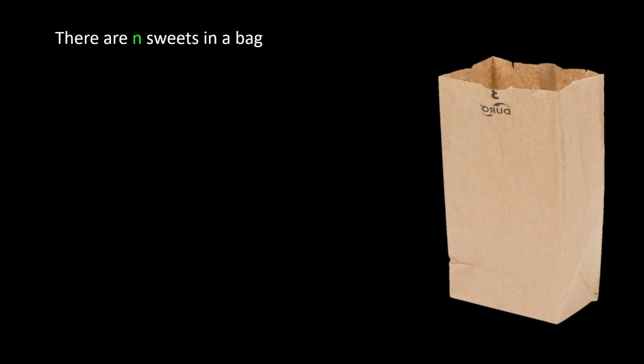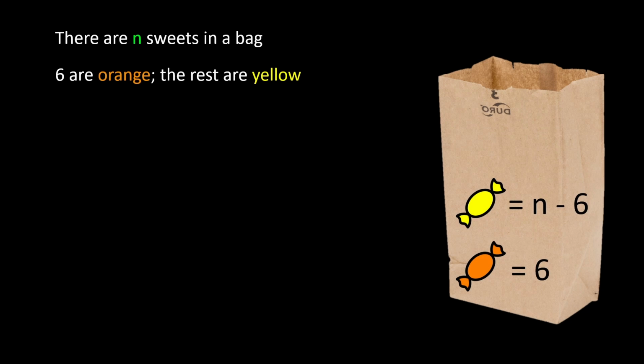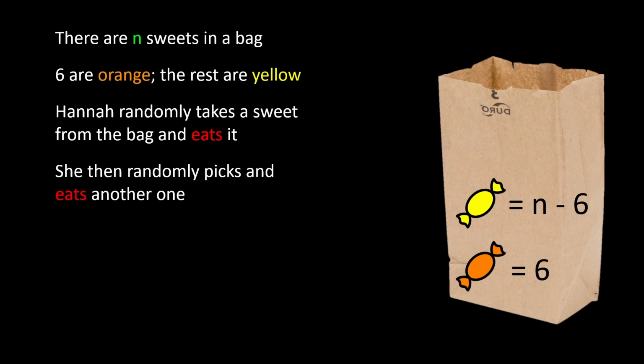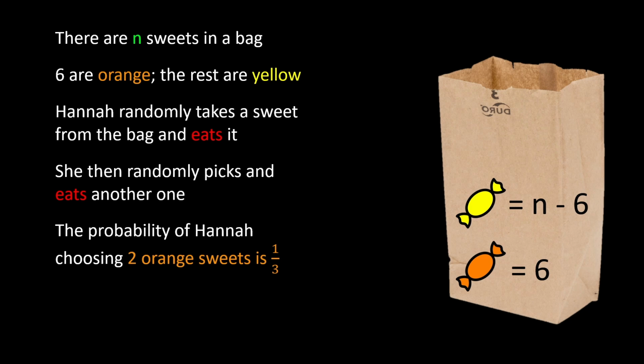We have N sweets in a bag. 6 of them are orange. The rest of them are yellow. Hannah takes a random sweet from the bag and eats it. Hannah then takes a second random sweet from the bag and eats that one too. The probability that Hannah eats 2 orange sweets is 1/3.